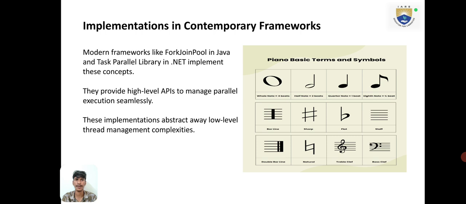Implementations in contemporary frameworks. Modern frameworks like ForkJoinPool in Java and the Task Parallel Library in .NET implement these concepts. They provide high level APIs to manage parallel execution seamlessly. These implementations abstract away low level thread management complexities.